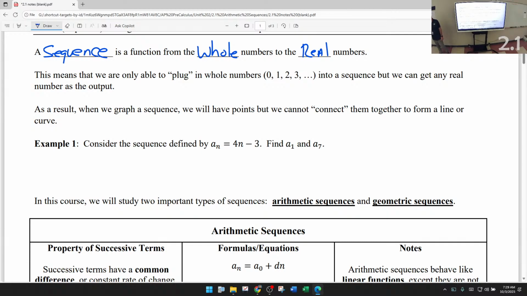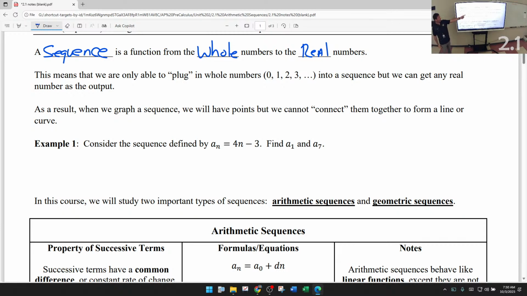And what I mean by whole numbers is whole numbers could be a 0. That's how you know that there's a whole number, it starts at 0, 1, 2. We don't have any negatives. So 0, 1, 2, 3, up to whatever number we want to go to, okay? So this means we're only able to plug in whole numbers, 0, 1, 2, 3, into a sequence. But we can get any number out. We can get anything out. You can get a fraction, you can get decimals, you can get radicals, you can get anything out. We're only inputting whole numbers.